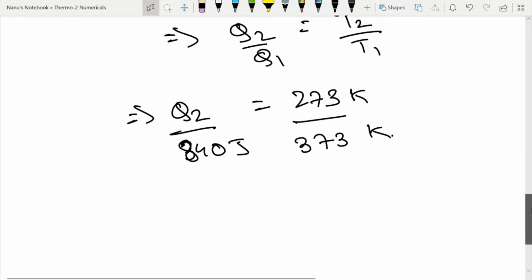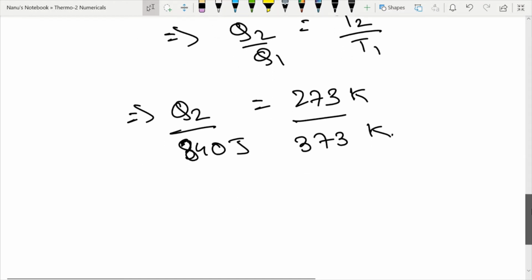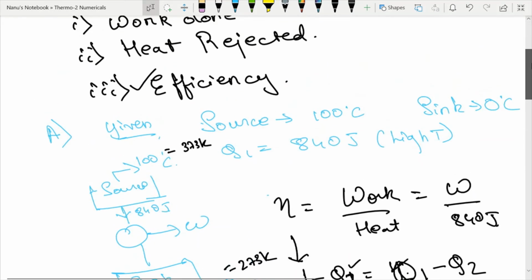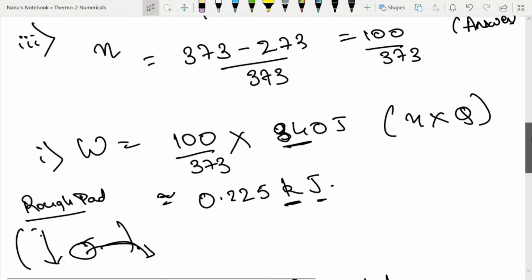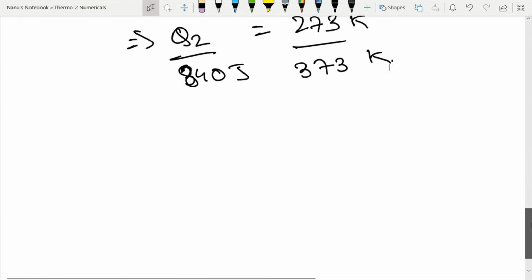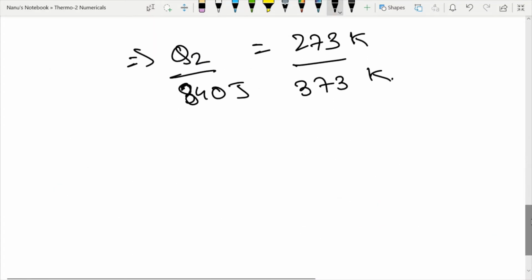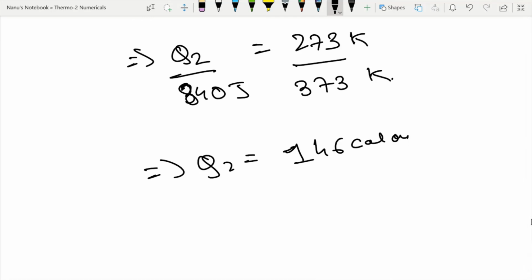The answer is given as, okay, they have given the answer in calories for some reason. I don't know why they have converted the units all of a sudden. It's good practice for you guys also to change the units and see. So the Q2 answer that is given is 146 calories. So I'll just do this second part for you and check whether the answer is coming or not. Let me just use the virtual calculator.